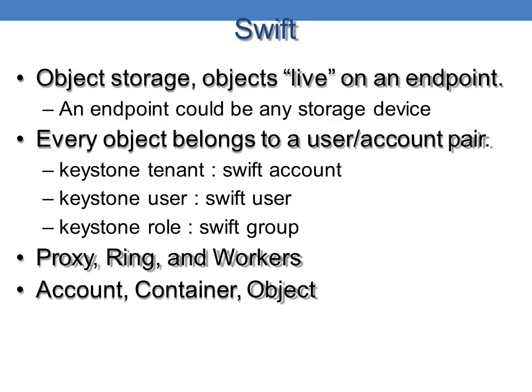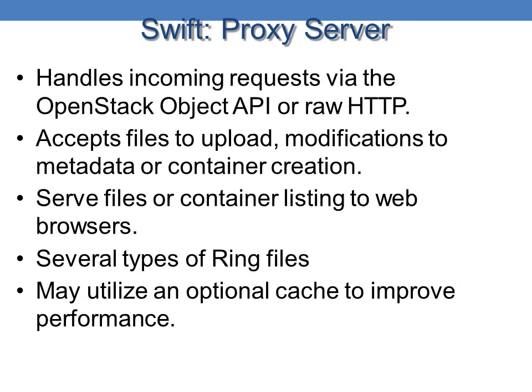OpenStack features Swift, object storage. Storage objects live on an endpoint in the cloud via the storage service. Every object belongs to a user account pair. Keystone maps Swift accounts to Swift users and Swift groups, with proxy, rings and workers, account, container, object. The Swift proxy server handles incoming requests via the OpenStack object API or raw HTTP. It accepts files to upload, modifications to metadata, or container creation.